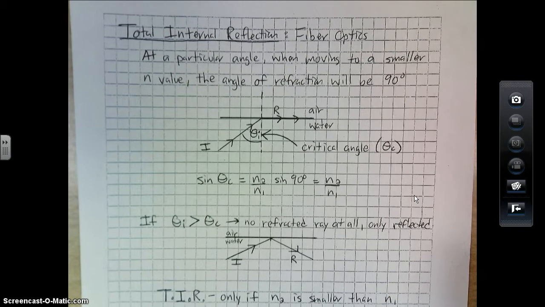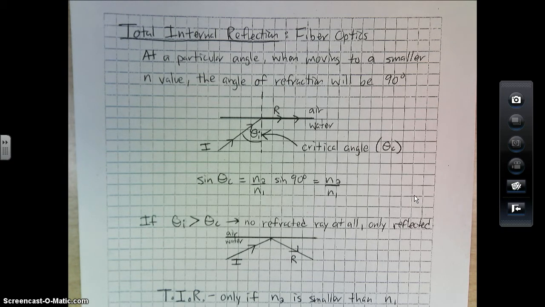All right, I got to talk about total internal reflection, which is something that is used in fiber optics. The first thing that we have to talk about, though, before we can actually get to that, is something called a critical angle. And if you look up at the top there, it says at a particular angle when moving to a smaller n value, because moving from a large to a small n value, remember that the refracted ray gets bent away from the normal.